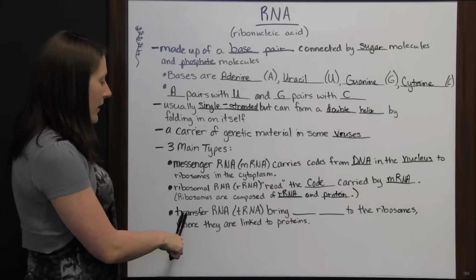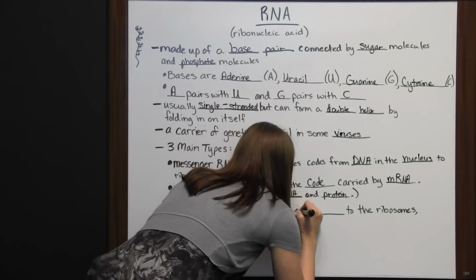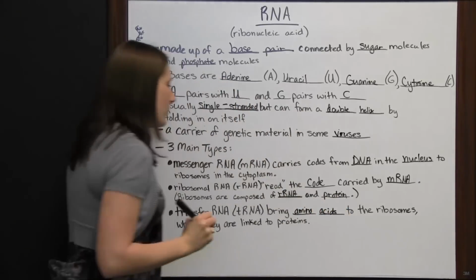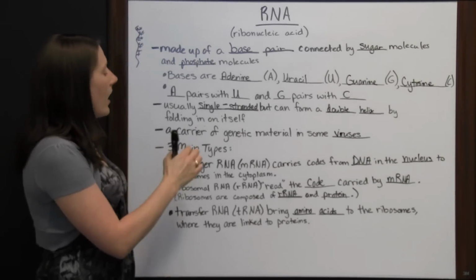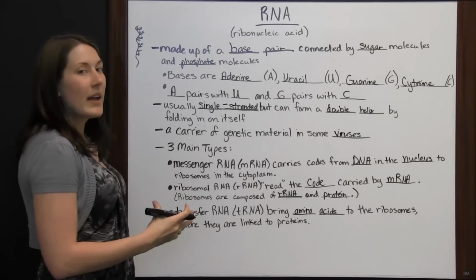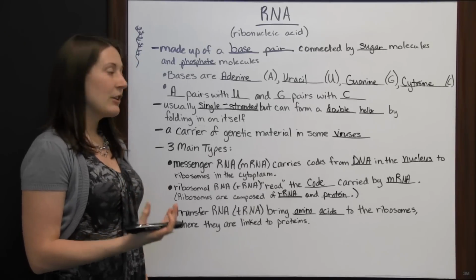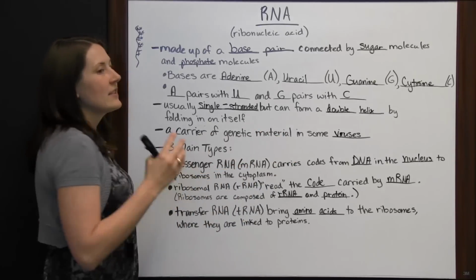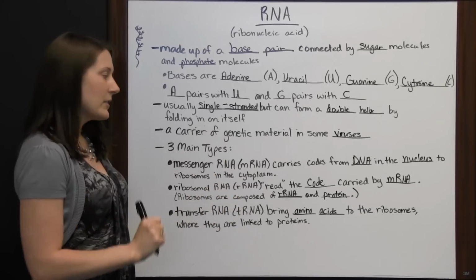And then transfer RNA, or tRNA, brings amino acids to the ribosomes where they are linked to proteins. So you can see RNA is moving around the cell a lot. It's not just staying in one place. DNA is mainly just going to stay in the nucleus and hold that genetic material. RNA is going to move it around, except in the case of viruses, where RNA is the main holder of genetic material instead of just a transport system.